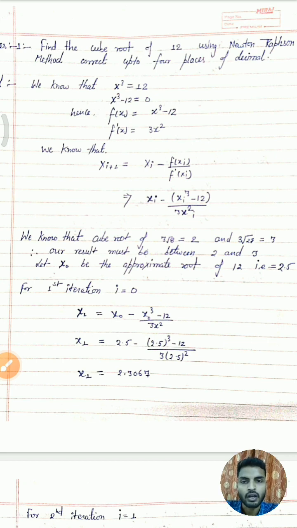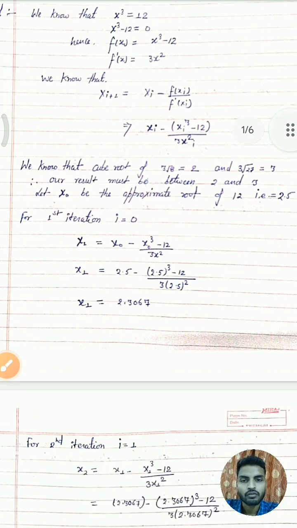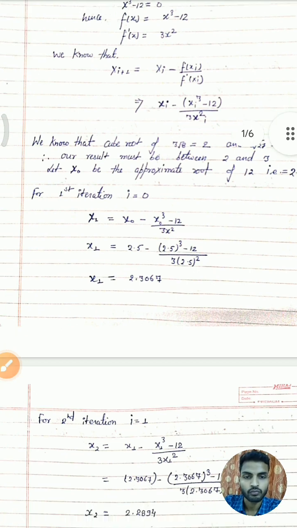So x1 equals x0 minus (x0 cube minus 12) upon 3 x0 square. x1 equals 2.5 minus (2.5 cube minus 12) upon 3 times 2.5 whole square. x1 equals 2.3067. This is the x1 value.